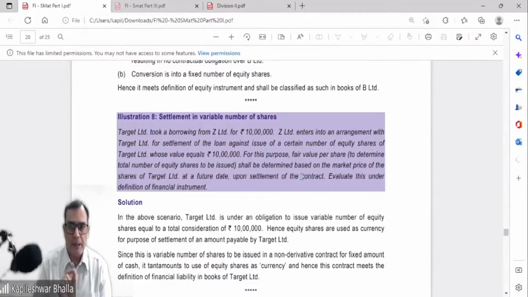For this purpose, the fair value per share to determine the total number of equity shares to be issued shall be determined based on the market price of the share at a future date upon settlement of the contract. I think this is my chart number 2, where the equity share is being used as a mode of payment, and you will give as many equity shares so that you are able to pay that 10 lakh rupees back. So we're taking the fair value on the date of settlement. Evaluate the definition. I think undoubtedly it becomes a financial liability.